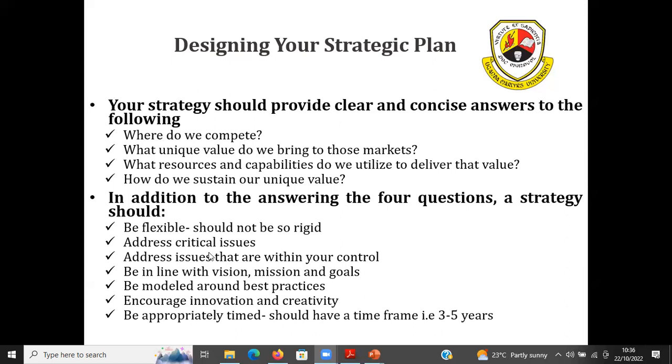It should be addressing critical issues. Then it should be addressing issues that are within your control. Certain things are not within your control. For example, now we are all experiencing high fuel prices. That is beyond any organization's control. It should be in line with the vision and mission statements, modeled around best practices. This is where the benchmarking process comes in. It should encourage innovation and creativity. It should have a time frame; normally strategic plans have a 3 to 5 year lifespan.